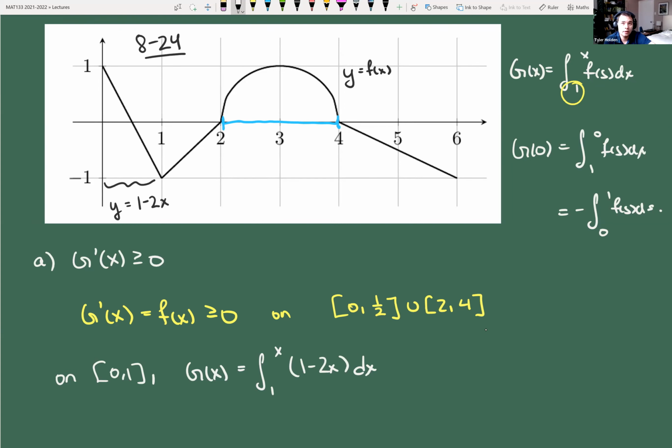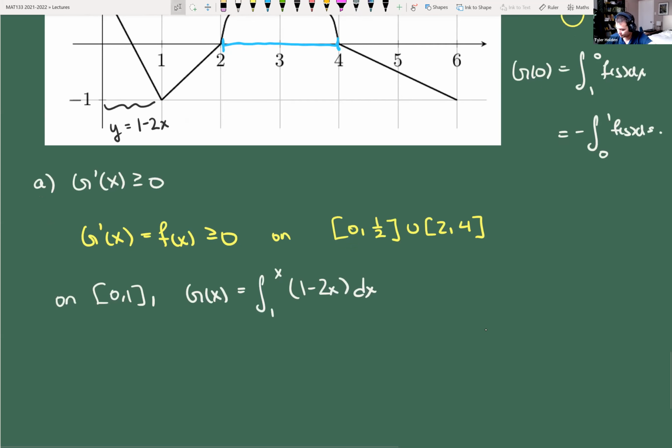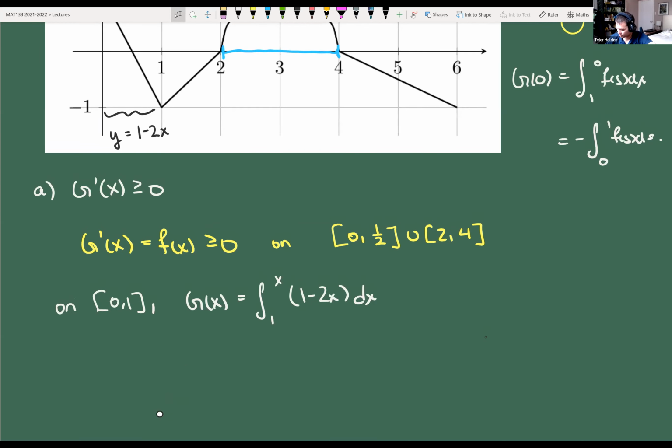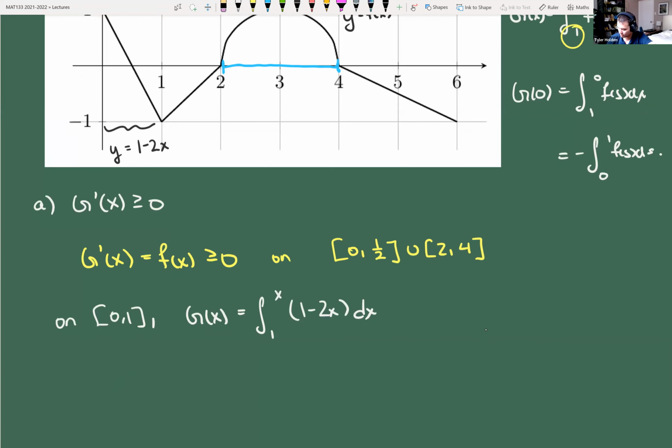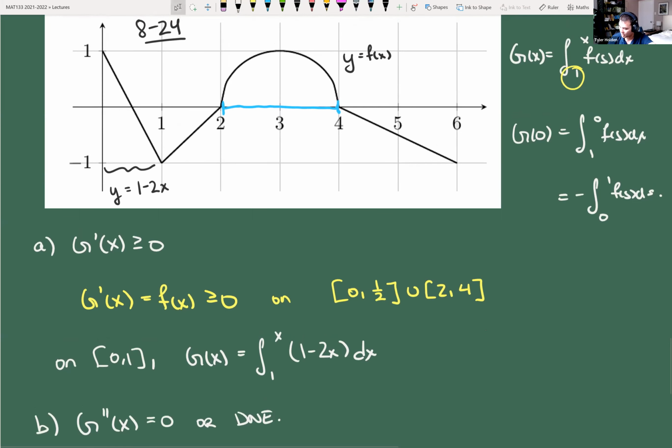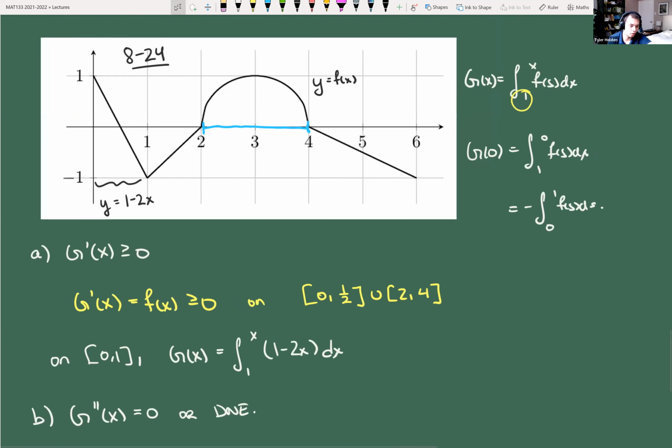Okay, so inflection points are where the second derivative is equal to 0. Okay, so g double prime. It's where the concavity is going to switch, but in particular where the second derivative is equal to 0 or does not exist, right? So if I look at the graph, where does the second derivative equal 0 or does not exist?